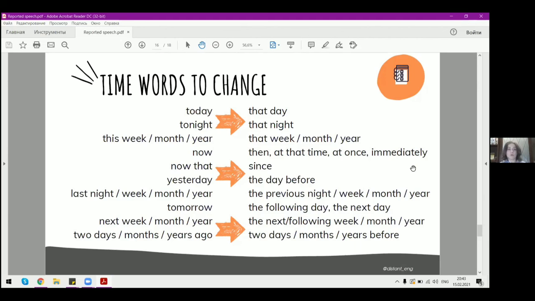Yesterday, the day before, last will be the previous, all the time. How to memorize? Practice, practice, practice once again. Because this is what we do when we want to nail our grammar stuff and reported speech as well.